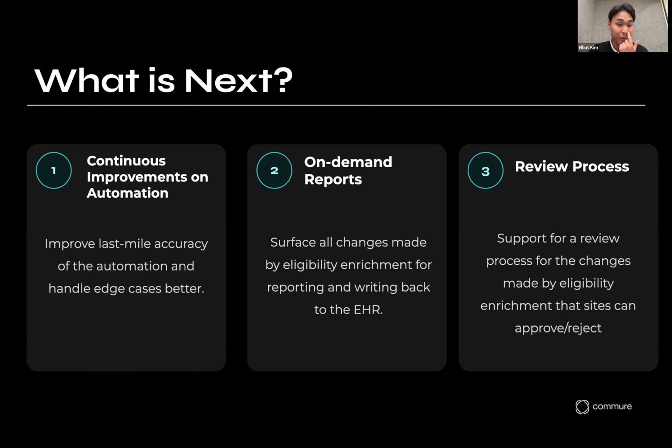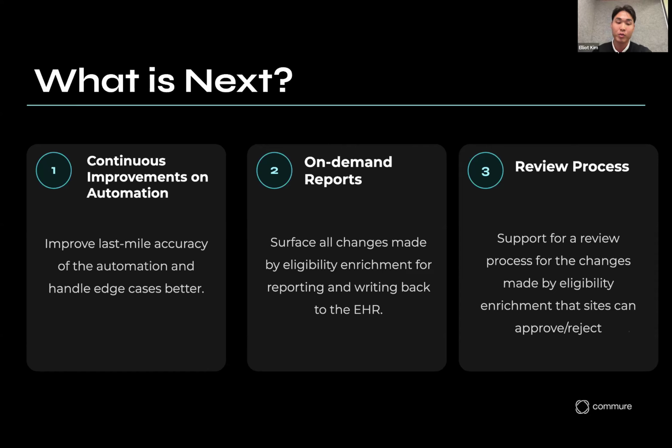Second is on-demand reporting. Today the changes live on each claim. We're planning to build a report that can be pulled anytime that shows every correction eligibility enrichment has made across all the claims: payer plan coordination benefits, subscriber details. And we'll write these corrections back into the EHR, so it's not just the claim that's right. The patient records also get updated and stay accurate and in sync.